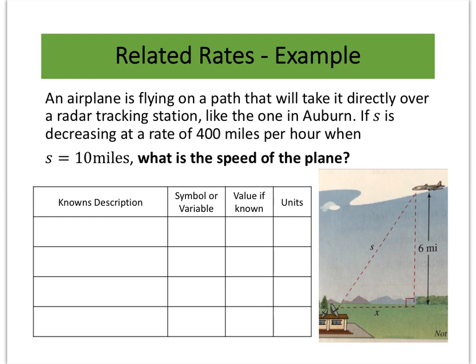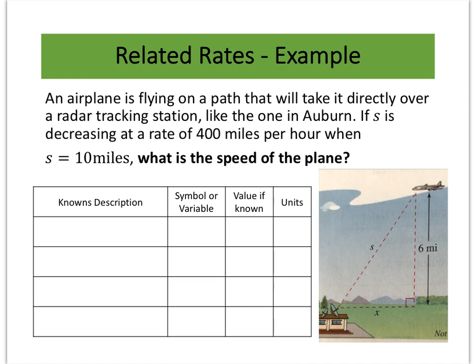An airplane is flying on a path that will take it directly over a radar tracking station. And it looks like in our picture here, this is our radar tracking station. The airplane's flying this way. And there's one of these tracking stations in Auburn, if you didn't know that. If S is decreasing at a rate of 400 miles per hour, when S is 10 miles, what is the speed of the plane? In this picture, they're very good about telling you how high off the ground the airplane is. It's 6 miles, and that's going to be pretty important. And X is how far it is on the ground.